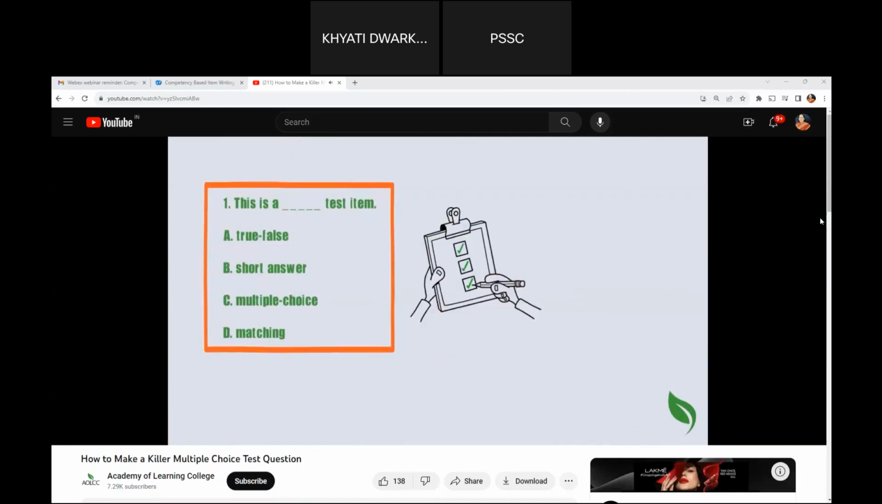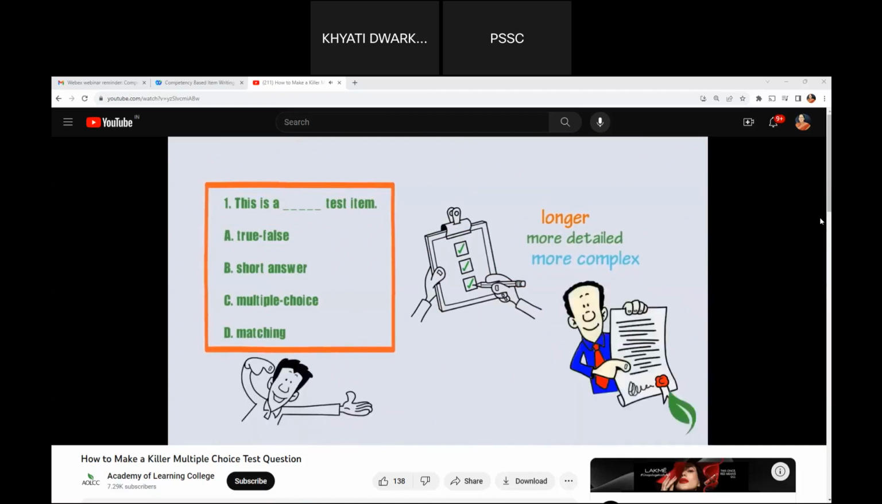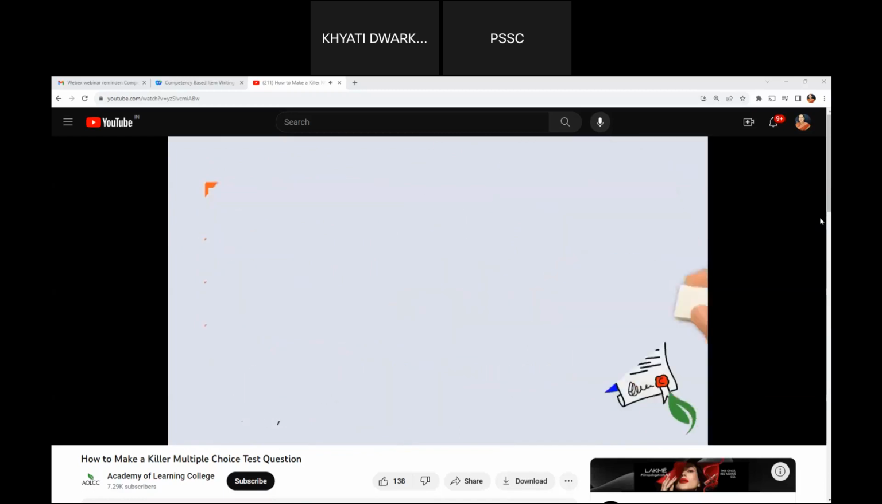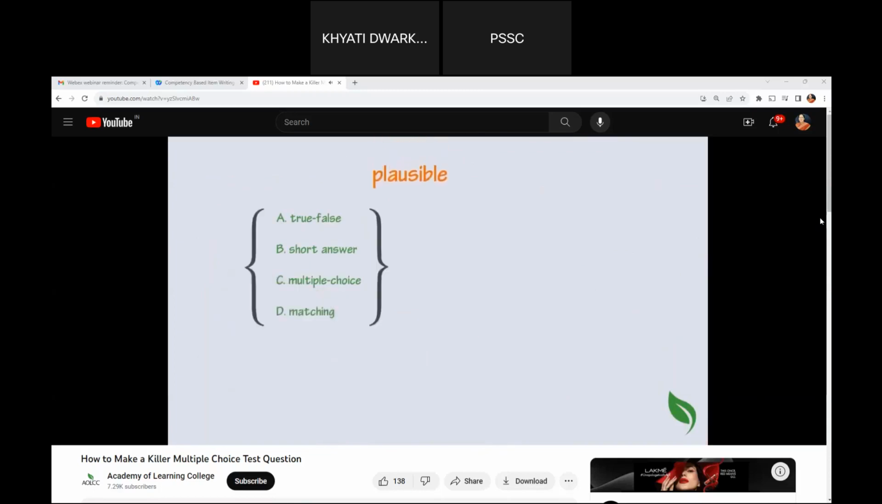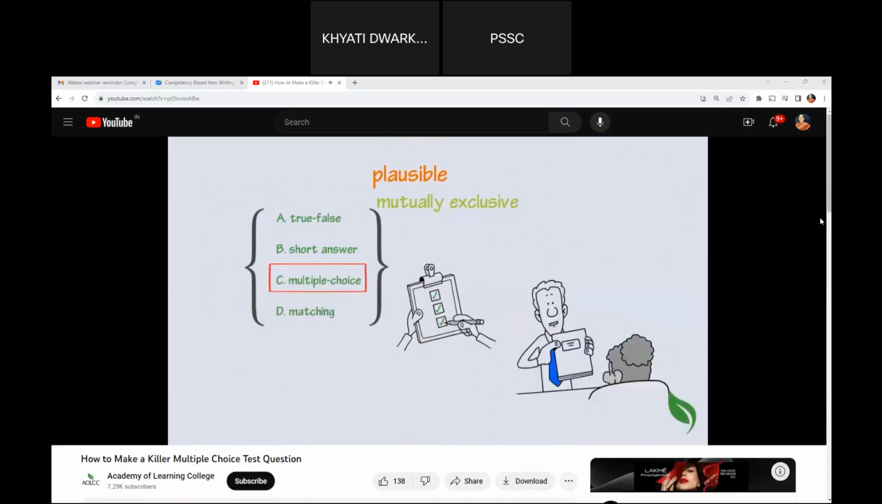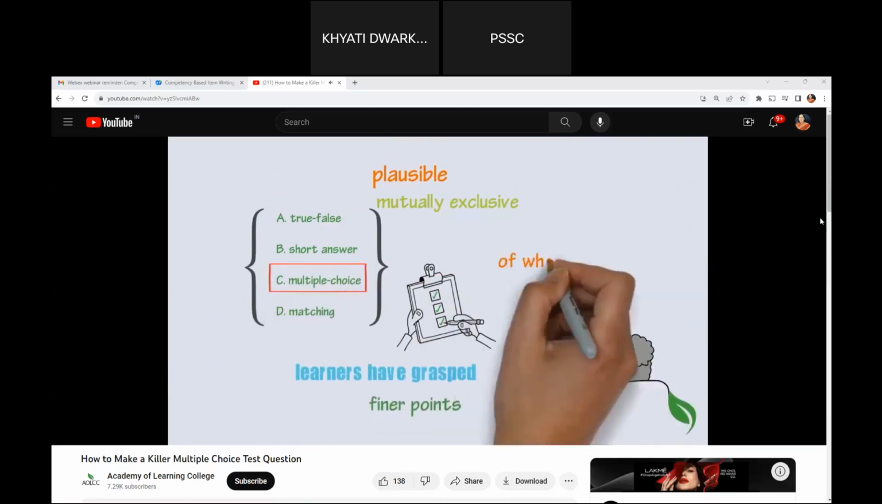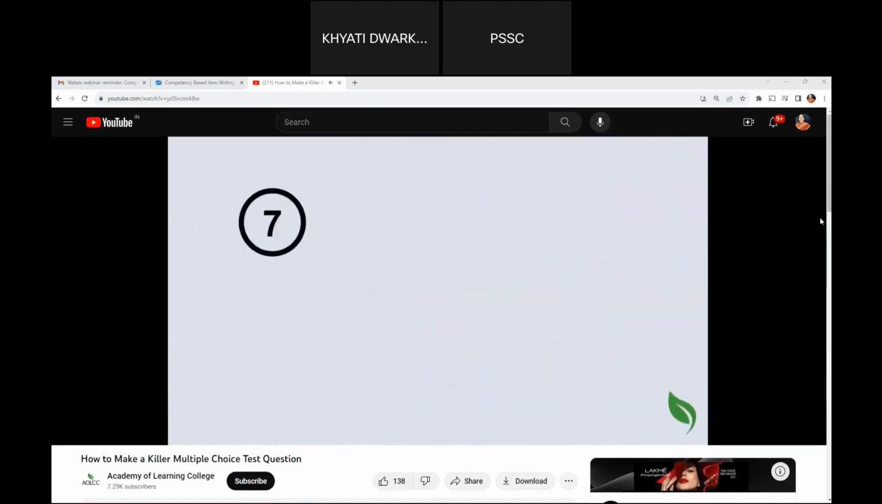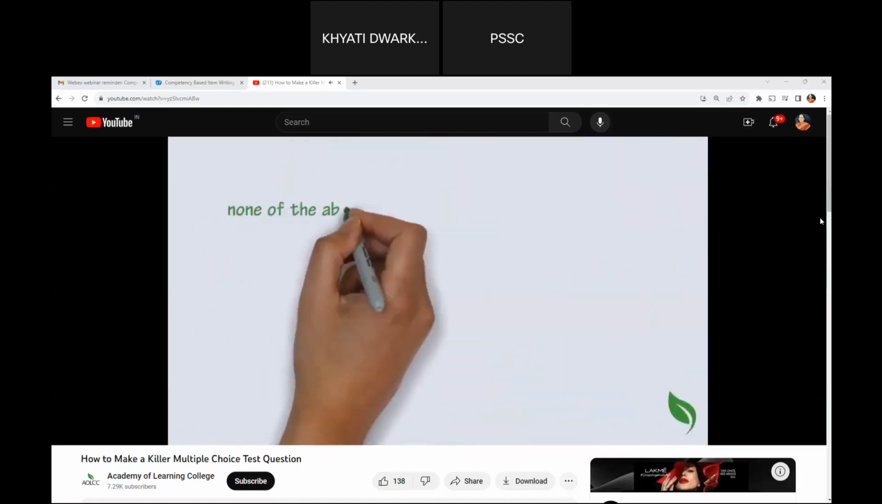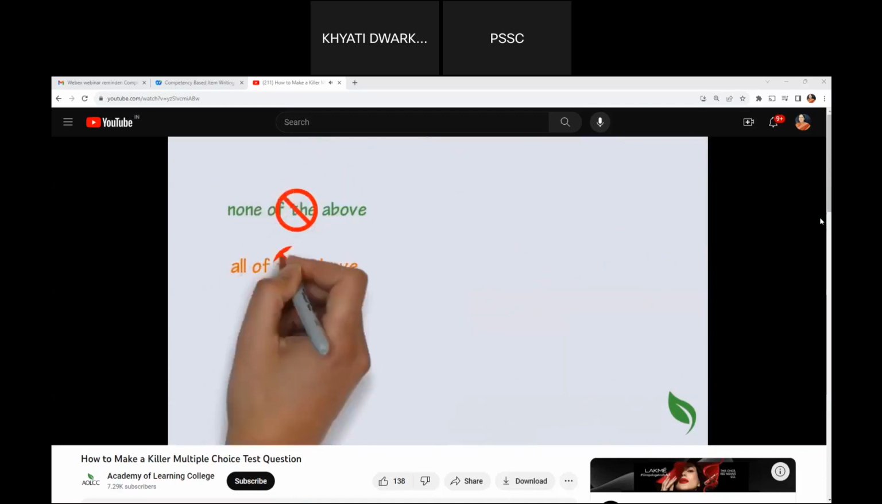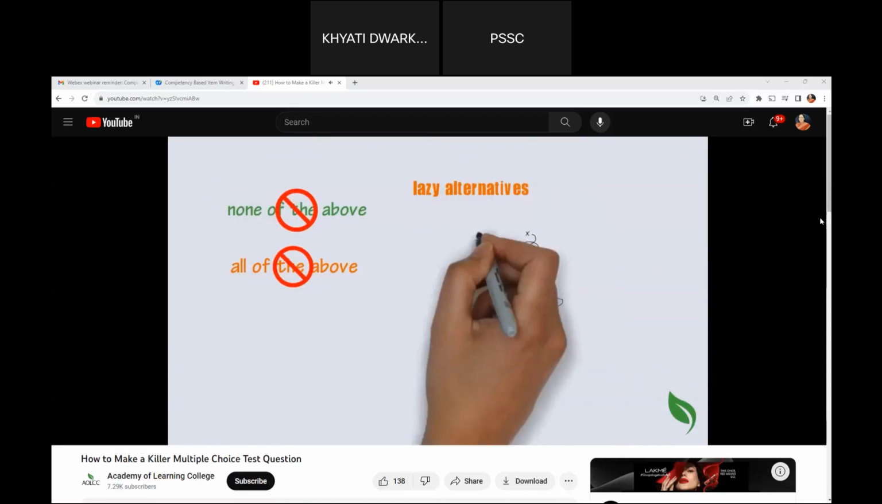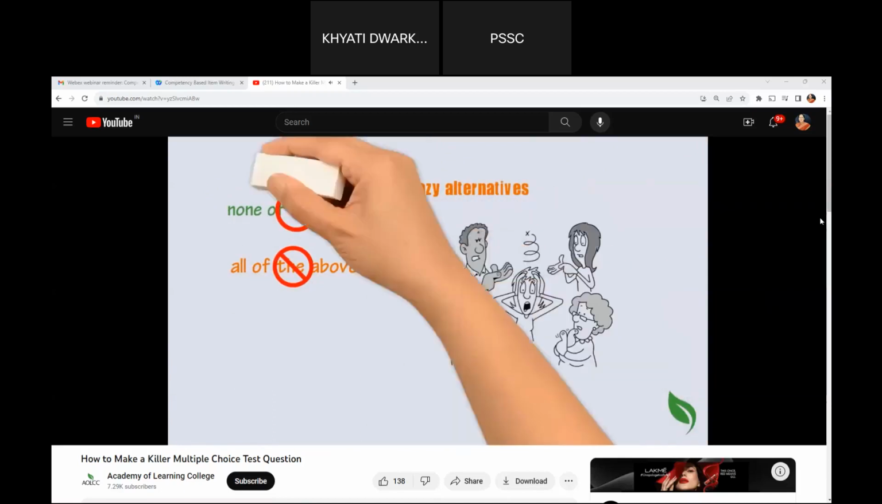Number 5. Keep the alternatives a consistent length and format within the same test item. Generally, we have a tendency to make the correct answer longer, more detailed, and more complex than the other alternatives. Test takers pick up on this and tend to select those longer alternatives as a result. Number 6. All the alternatives in a test item should be plausible and mutually exclusive. Carefully chosen, credible-seeming alternatives will help you confirm that your learners have grasped the finer points of what you've taught. Number 7. Limit your use of the alternatives, none of the above, and all of the above. These are lazy alternatives and generally frustrate test takers needlessly.